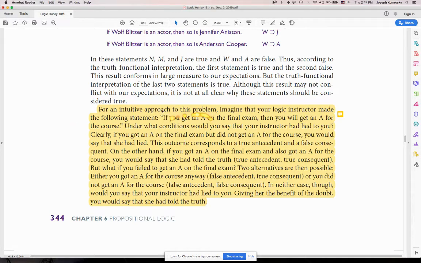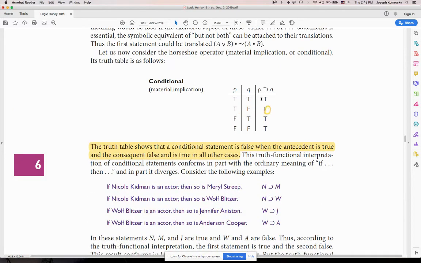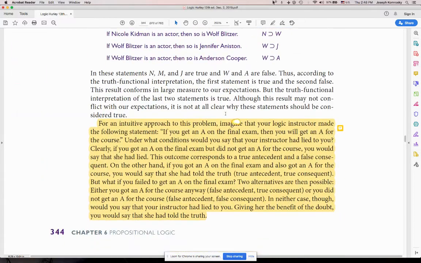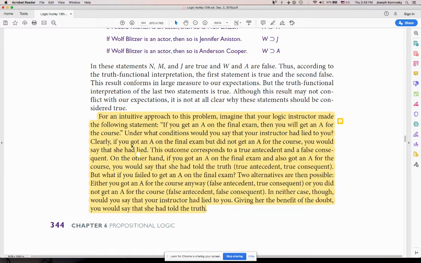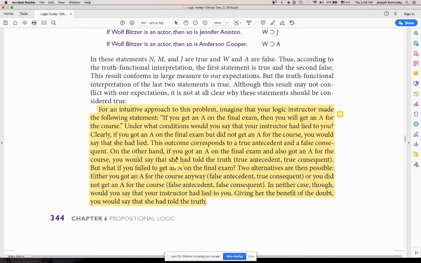And that's just looking at the English and saying, hey, I got an A on the final exam. You said if I got this, I'd get an A in the course, but I didn't, dude. So therefore, you're lying. So let me repeat. Clearly, if you got an A for the final exam, but you did not get an A for the course, you would say that she had lied, or me. This outcome corresponds to a true antecedent and a false consequent. On the other hand, if you got an A on the final exam and also got an A in the course, you would say that she had told the truth. There's a true antecedent and a true conclusion.